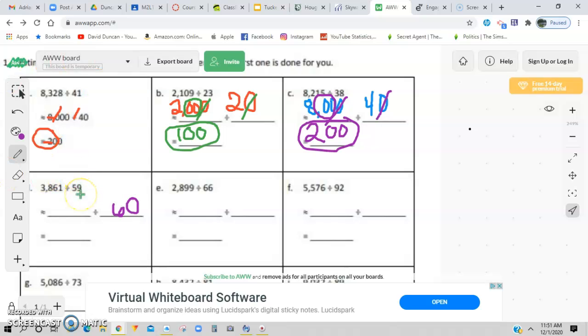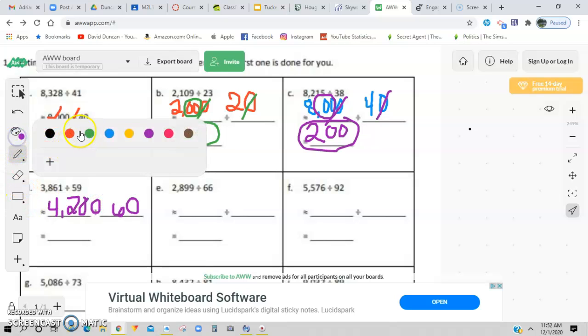So 60 can go into 3,600. It can also go into 4,200. So I count by 6: 6, 12, 18, 24, 30, 36, 42. So I can make that into a 36 or I can make it into a 42. It doesn't really matter because it's right in the middle. I'm going to round it up to 42. That's just what I'm going to do. So I'm going to make 3,861 into 4,200. Now if you wanted to round it to 3,600, that's fine. It's all personal preference.